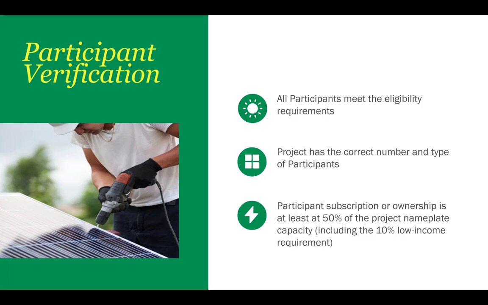In addition, that the project has demonstrated participant subscription or ownership that is at least 50% of the project nameplate capacity. At least 10% of project capacity must be enrolled by low-income participants at this time. This process should take approximately 5 business days.